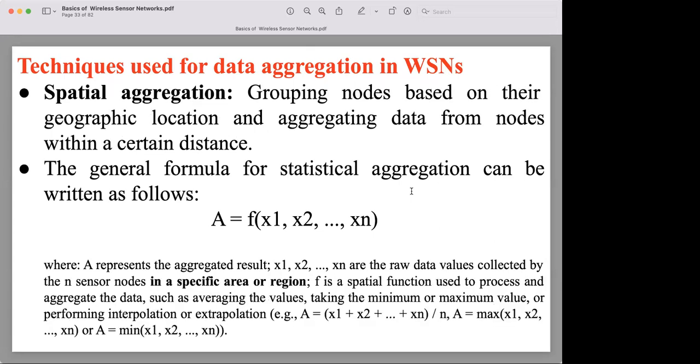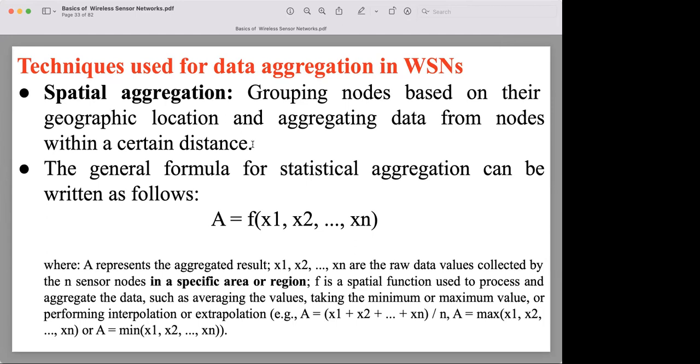Another technique is spatial aggregation. Here we worry about the location. So grouping nodes based on their geographical locations. Say, for example, a very big campus is there, various departments are there, and nodes are deployed by department. So why should we collect all the node data from the different departments and do the aggregation? Better we take the aggregation within one department's nodes, so that we can measure the air quality and the noise level only within the department. So geographical location, the geofence, is also important. Such spatial data worries about the location.